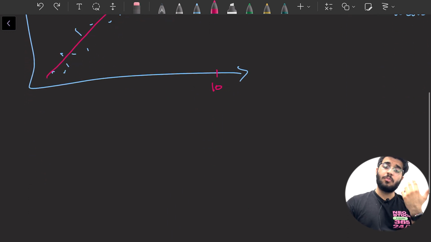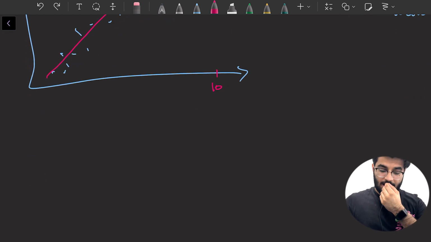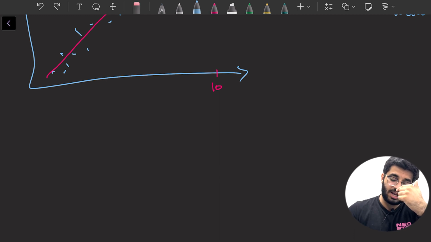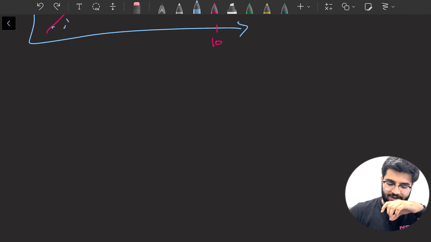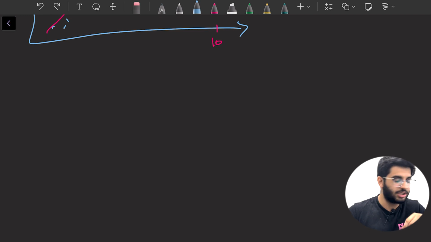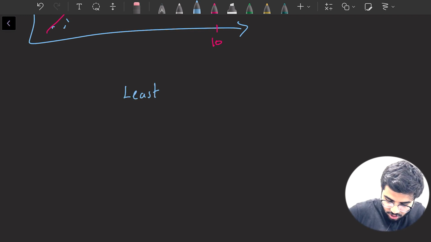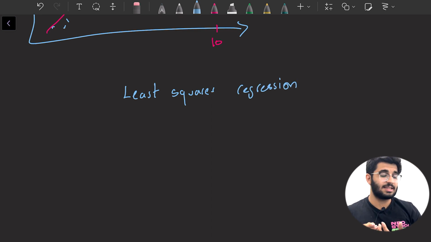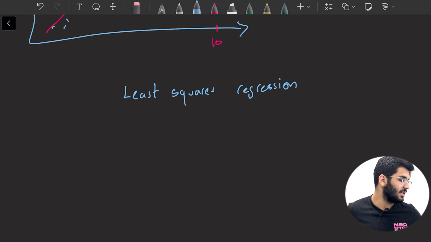But it does get a bit more complicated when you involve a more thorough process. Obviously, this is kind of eyeballing stuff. So to get a better one, we use a different method, which is called the least squares regression. This is something you probably have to do on your calculator. You're not going to be doing it by yourself. Essentially, you put your data points into your calculator, and it gives you the line of best fit.